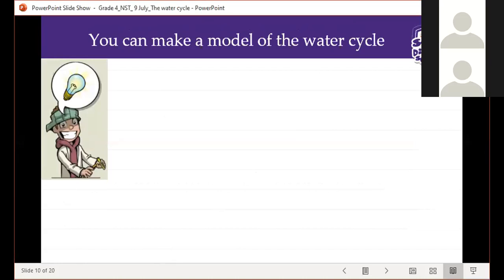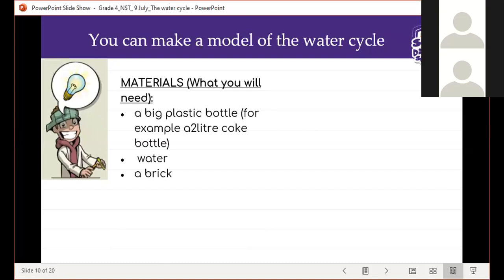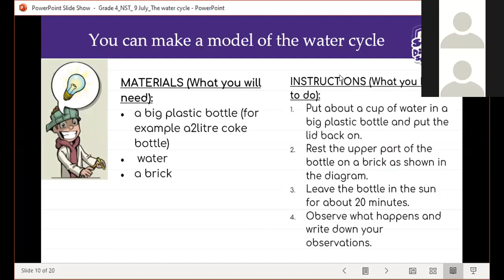Okay, so guys, you can also make a model of the water cycle at home, and these are the materials that you guys will need. Okay, so the materials is a big plastic bottle, right? For example, a 2-liter Coke bottle. You will need approximately a cup of water, as well as a brick. Okay, and these are the instructions that you need to make your own model of the water cycle. So you guys, after the lesson, you can just go make your own model of the water cycle. So remember, a model is just something that represents a particular concept or process.